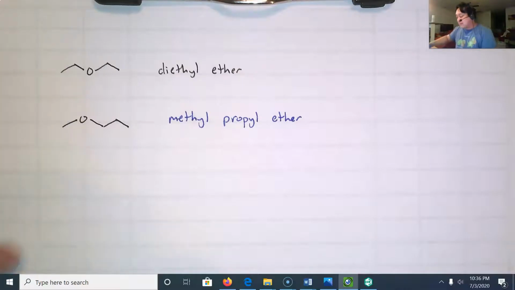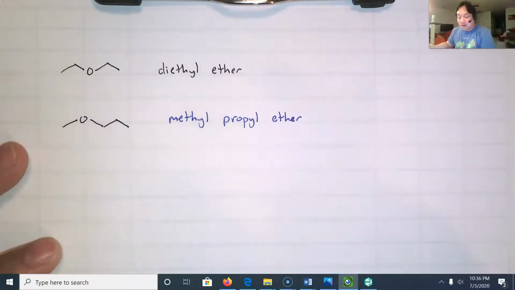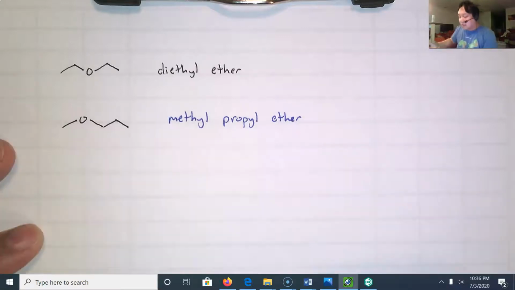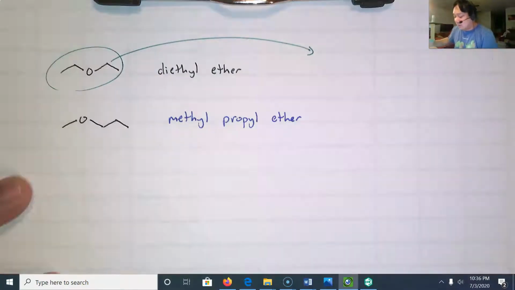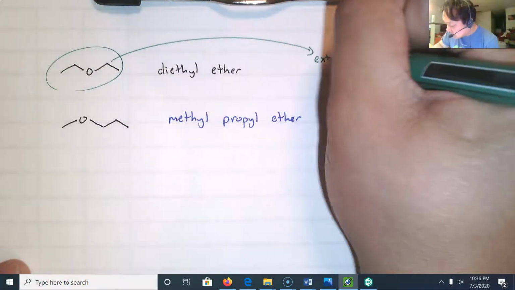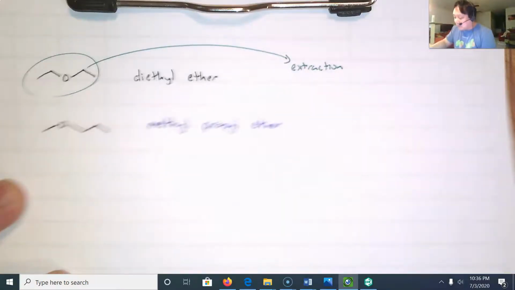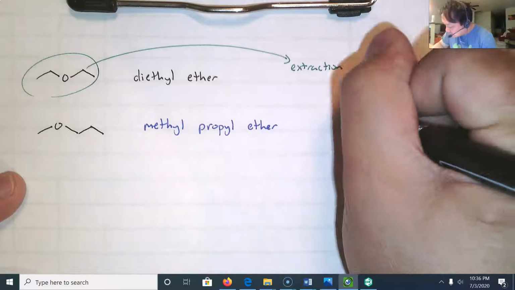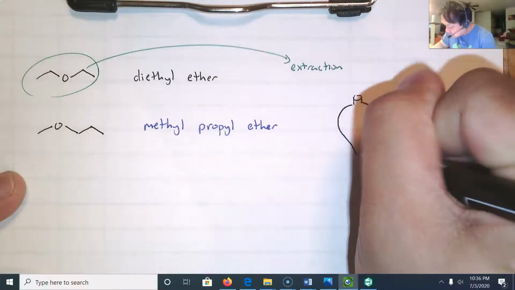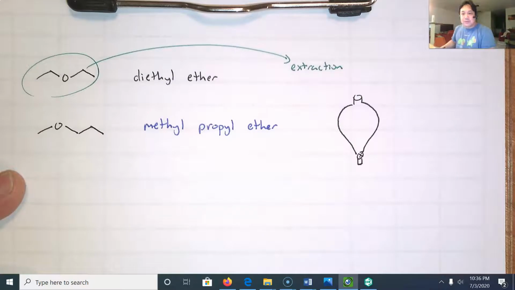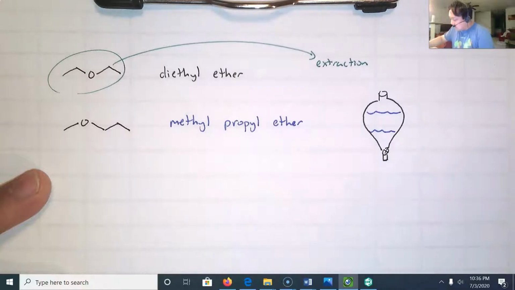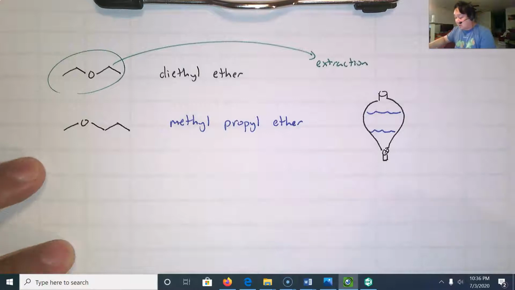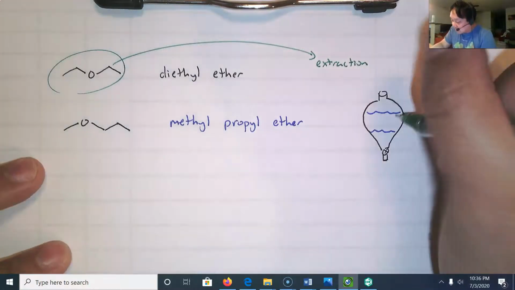These ethers, both of these, are not miscible in water. And in particular, you're most likely going to be working with diethyl ether to do an extraction. Remember what an extraction is? You have a separatory funnel, and you have two immiscible liquids. Let's put them there and there. The ethers are going to be less dense than water, so you'll have diethyl ether on the top.